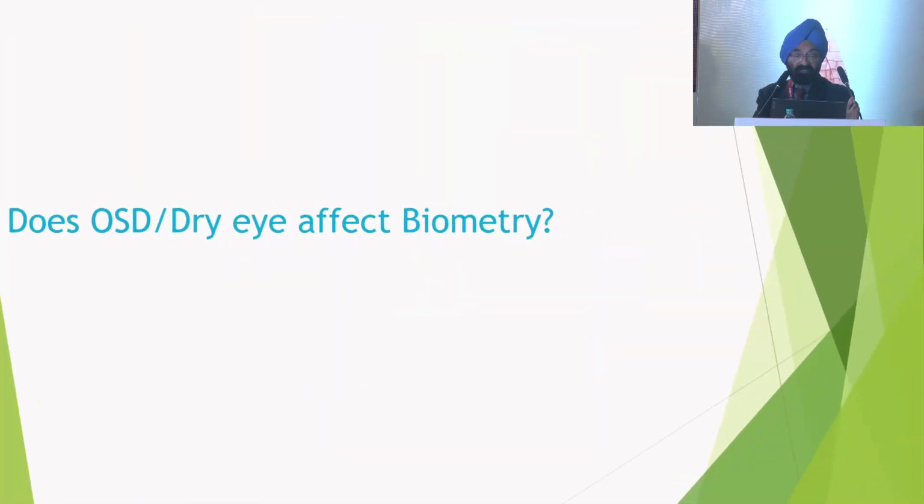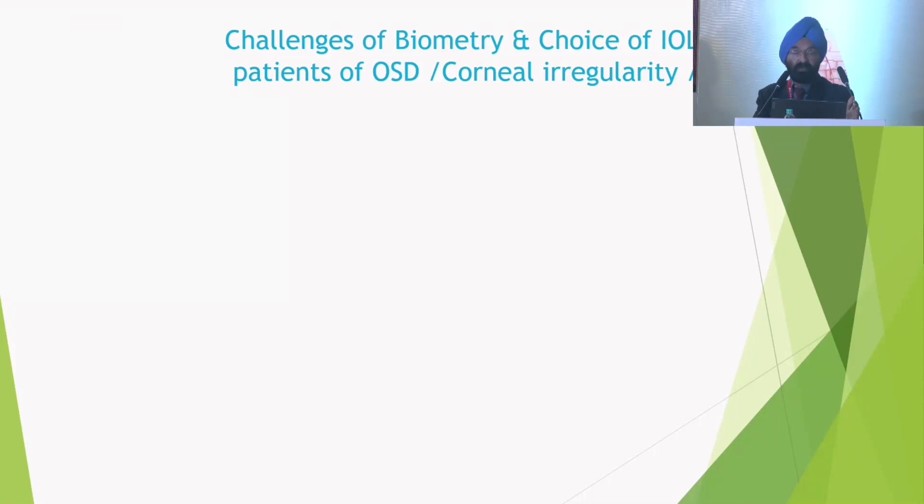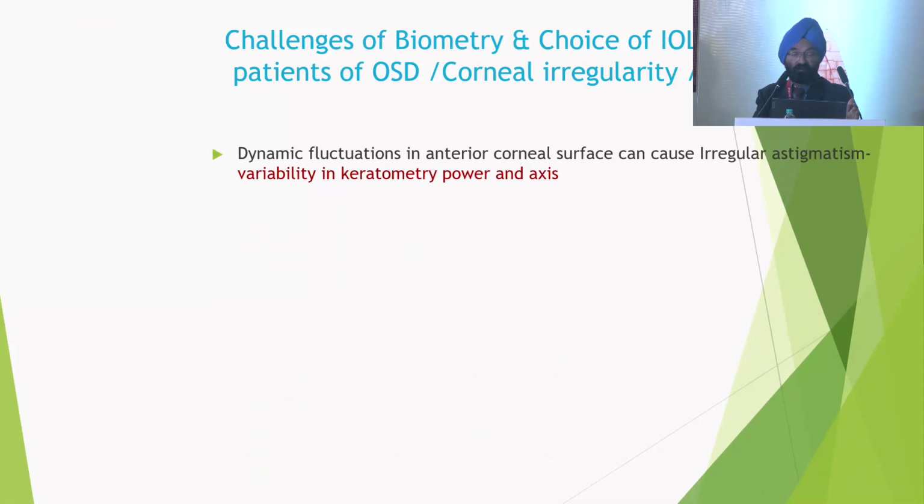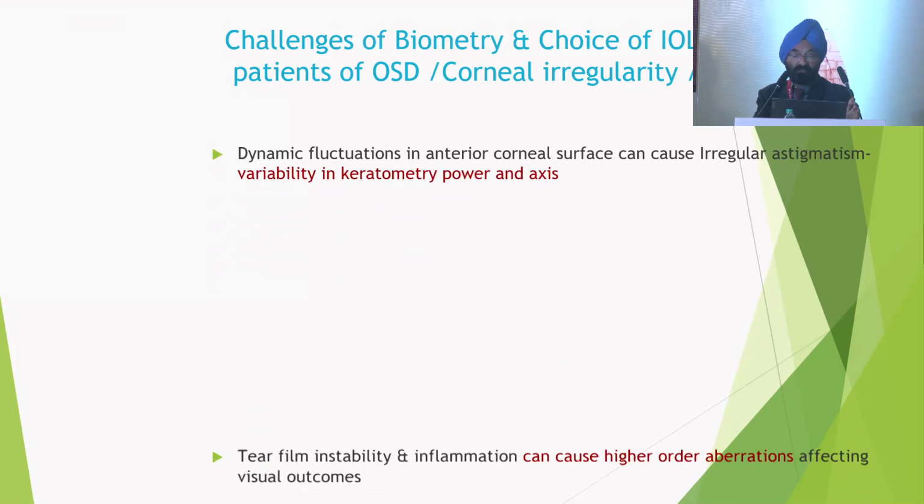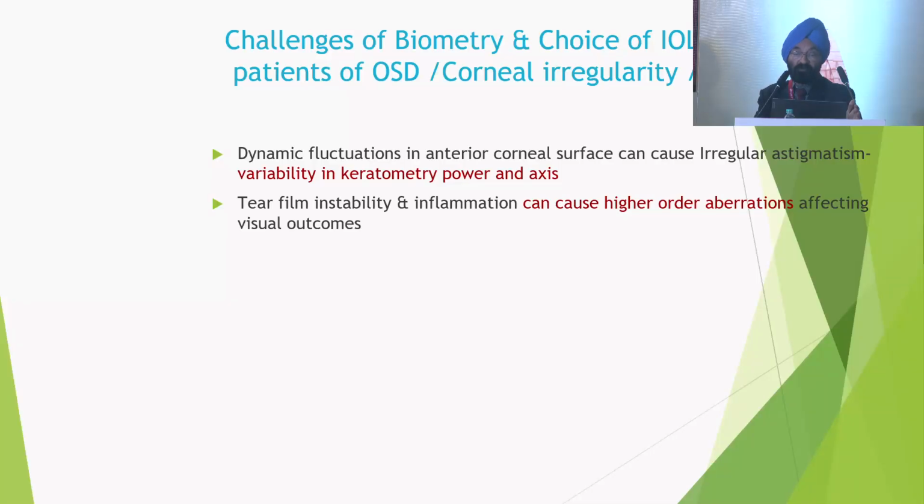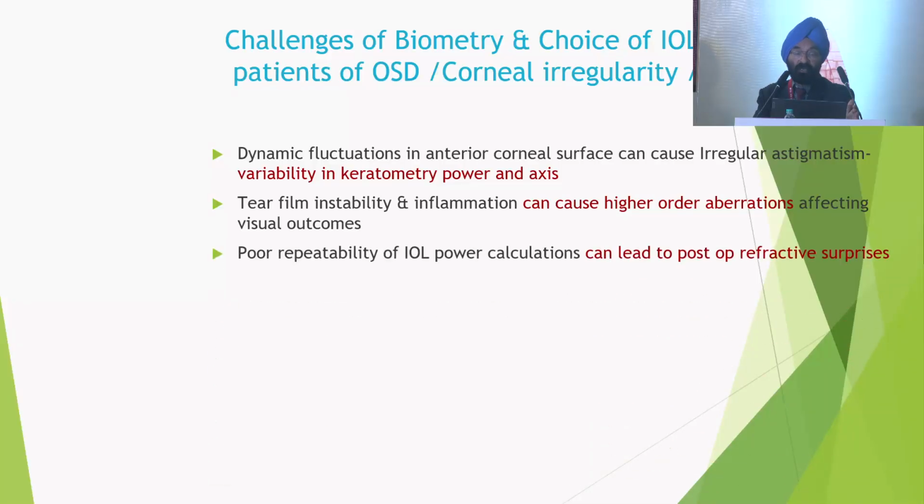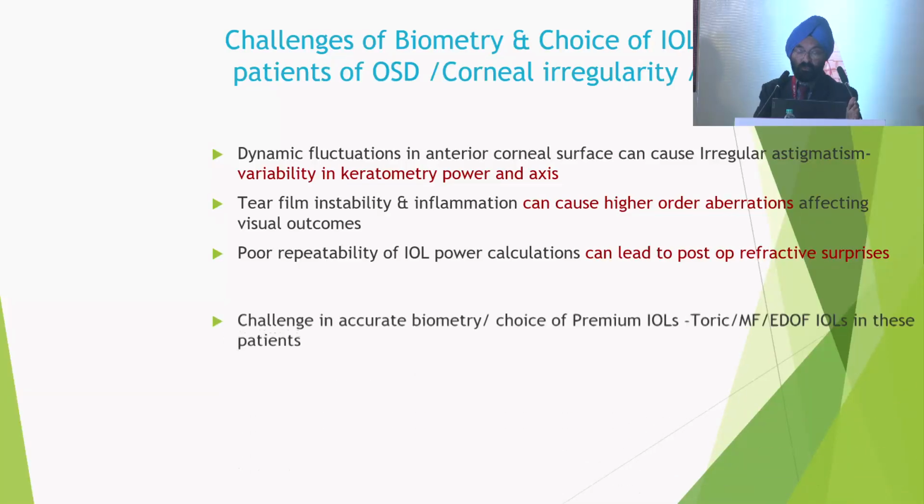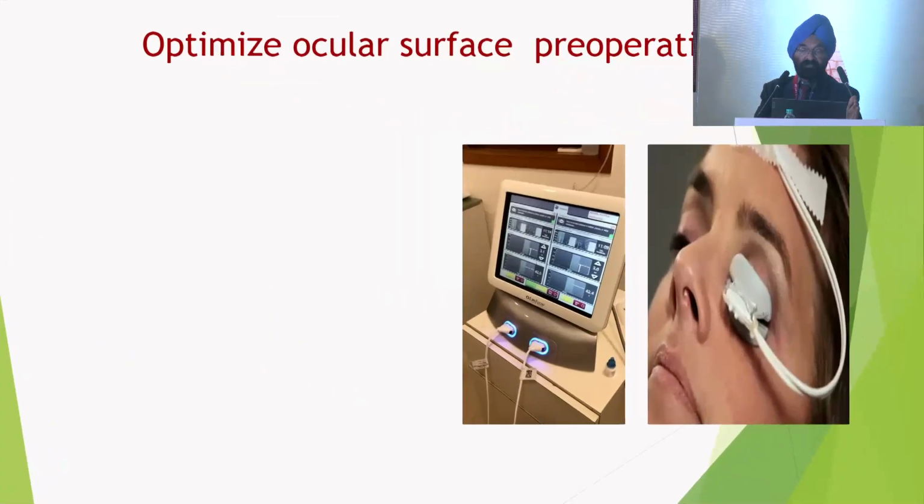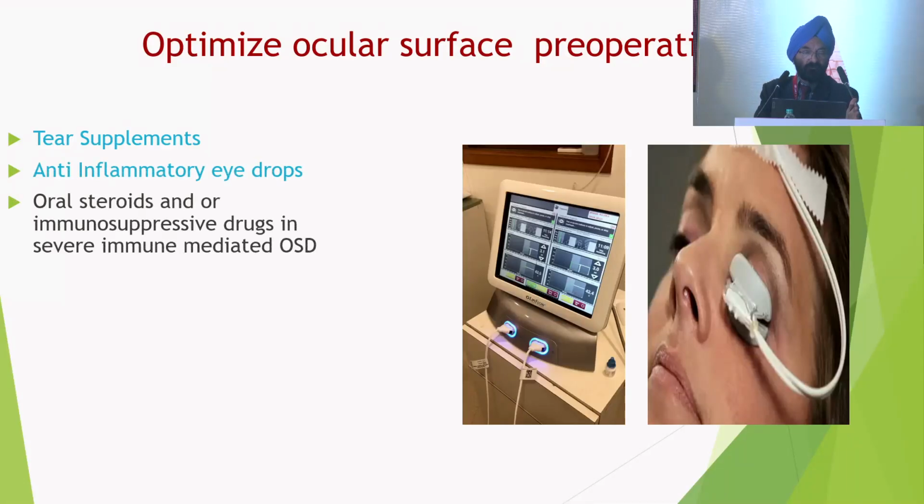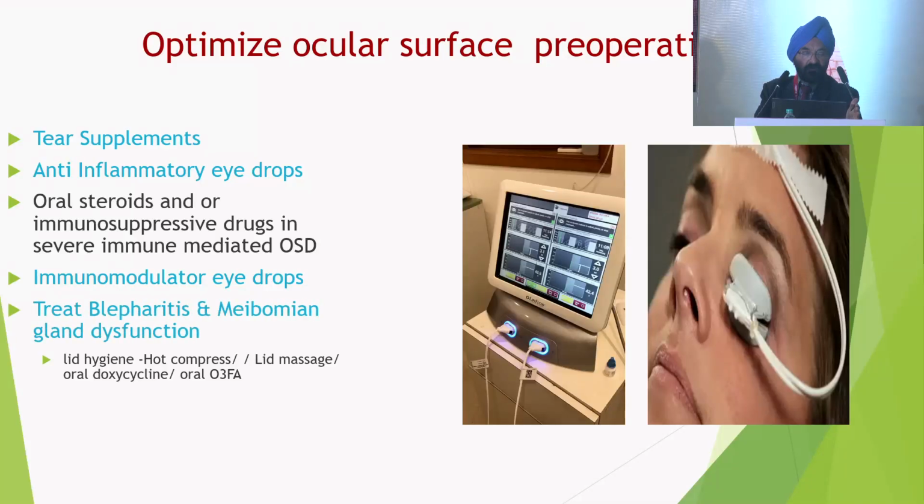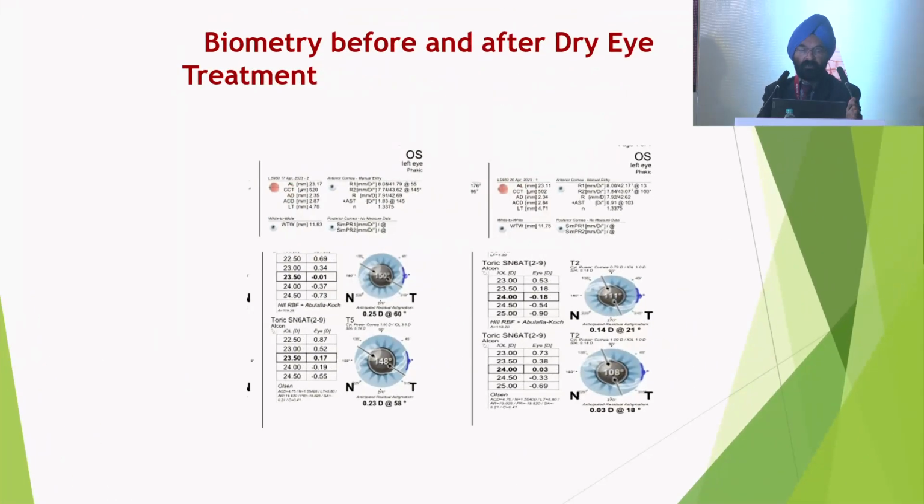Does ocular surface disease or dry eye affect biometry? Yes, it does, because it has been found that dynamic fluctuations in the anterior corneal surface can cause irregular astigmatism. Tear film instability can cause higher order aberrations, and poor repeatability of IOL power calculation can lead to post-operative refractive surprises. So please optimize your ocular surface pre-operatively by using tear supplements, anti-inflammatory eye drops, or if required, immunosuppressive drugs like cyclosporin, and treat blepharitis and meibomian gland dysfunction by the appropriate treatment if it is required.